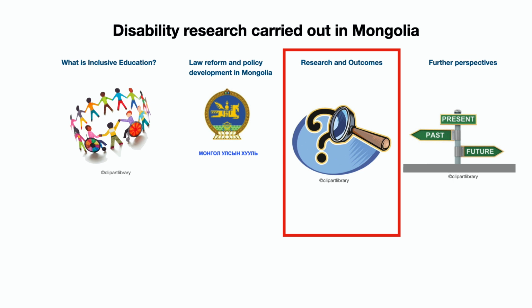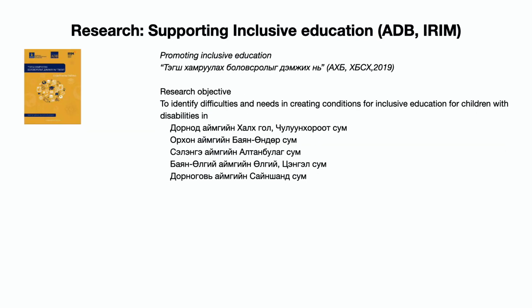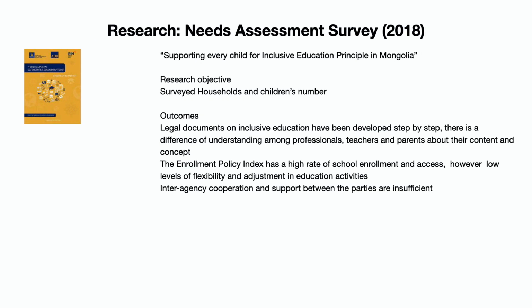So what research on the Mongolian situation is carried out? What are the outputs? The project supporting inclusive education aimed at identifying the difficulties and needs when creating conditions for inclusive education for children with disabilities. The Needs Assessment Survey supporting every child for inclusive education principle in Mongolia analyzed the legal documents on inclusive education and the difference of understanding of content and concepts among professionals, teachers and parents. The Enrollment Policy Index showed a high rate of school enrollment, however, low levels of flexibility and adjustment in education. Interagency cooperation and support between the parties was insufficient.